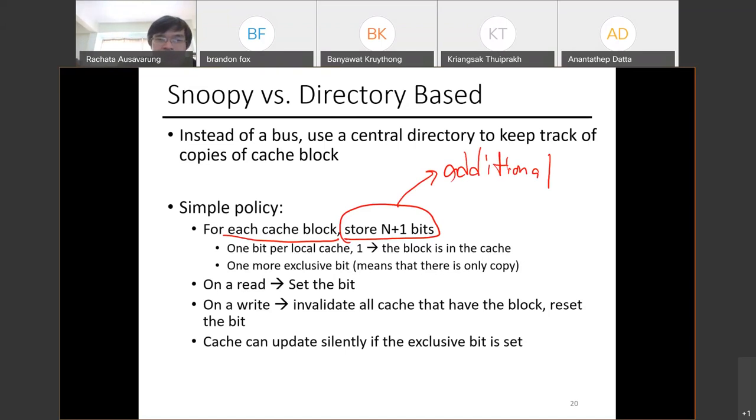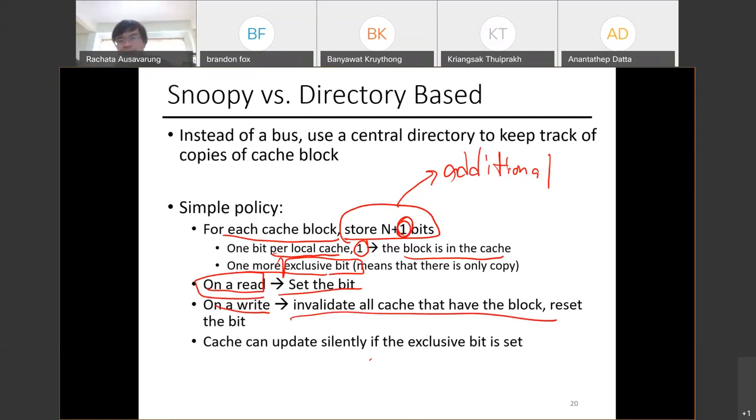Let's say you have four processors, there'll be five bits. Each local cache will have the value of one if the block is in the cache. And then the last bit, this plus one bit, is for the exclusive bit. It means that, hey, there's only one copy. When you have a read, you set the bit from 0 to 1. If you have a write, you invalidate, so every other block will now become 0 except for yourself. And the cache can now update silently if the exclusive bit is set. And that's how the directory based approach works.